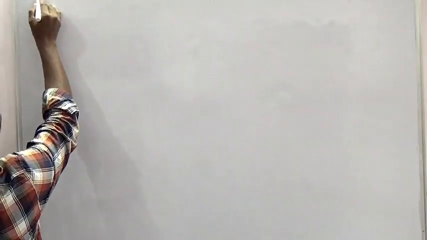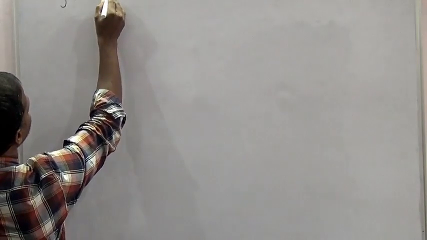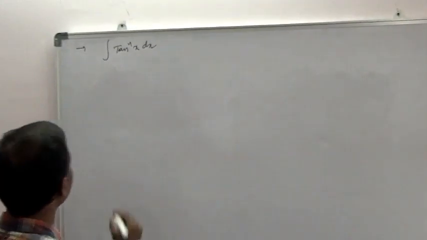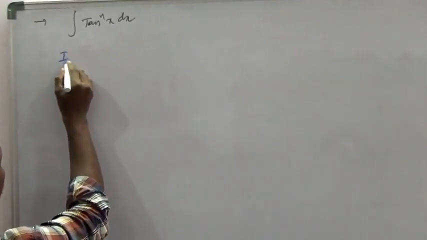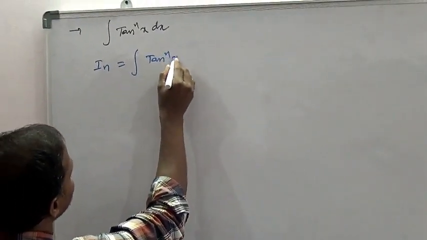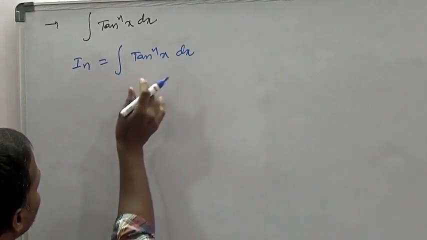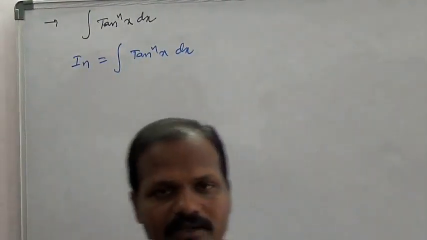Okay, next, find the reduction formula for integral tan power nx dx. So we consider I_n equal to integral tan power nx dx. Now here only one function is there, tan power nx, only one function.